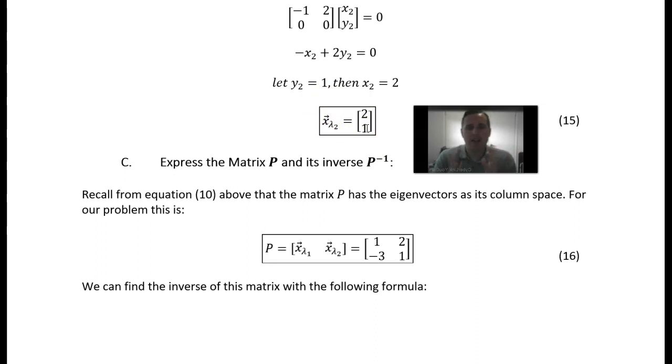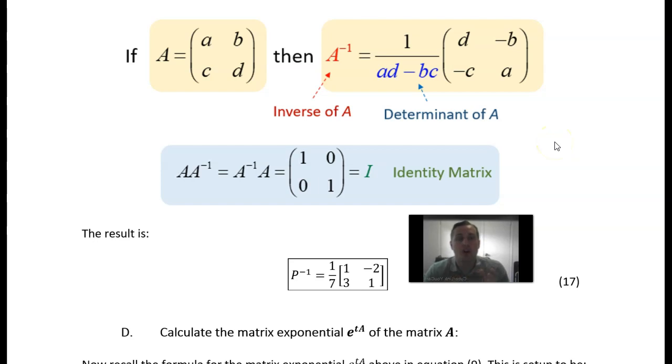Okay, so now we have our eigenvectors. After having our eigenvectors, the reason we need that is because we need the matrix P, that is the diagonalizing matrix, and its inverse to be expressed in terms of the eigenvectors. So recall equation 10, which I showed above. Notice that the matrix P is going to be 1, -3, and 2, 1 for its column space. The columns of that matrix are the eigenvectors. And then notice we can find the inverse of this matrix with the following formula. So here is the equation for solving for the inverse of the matrix.